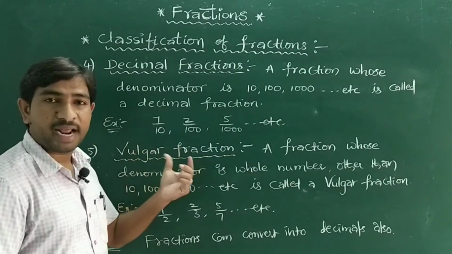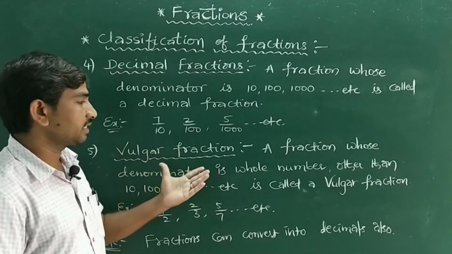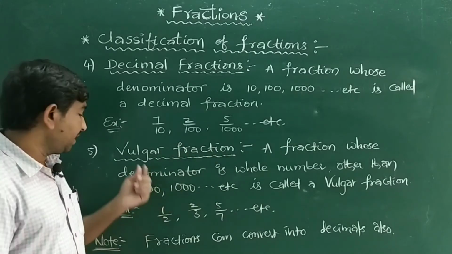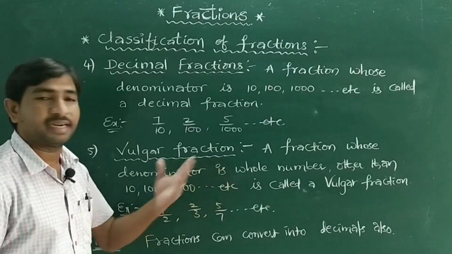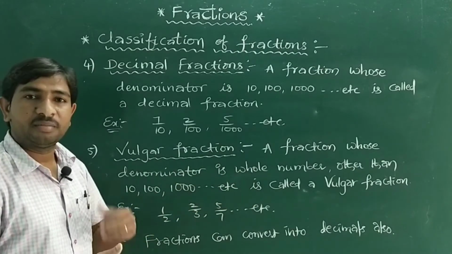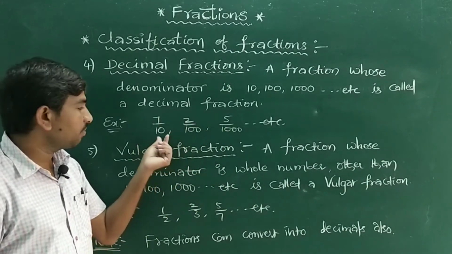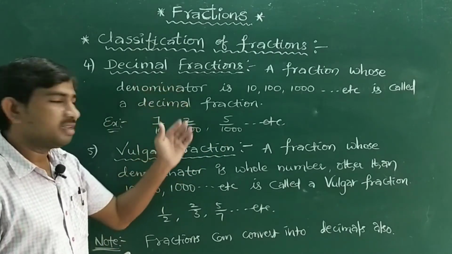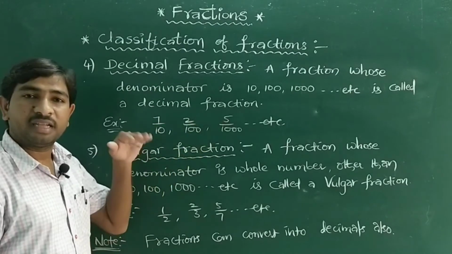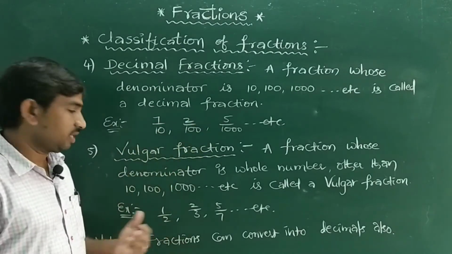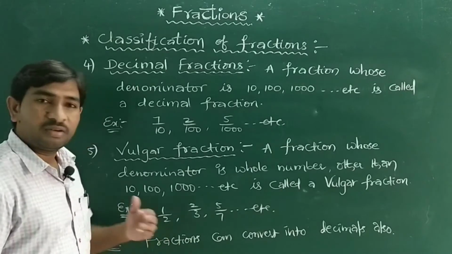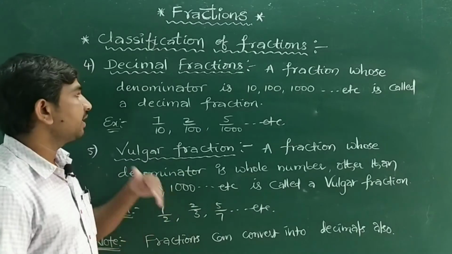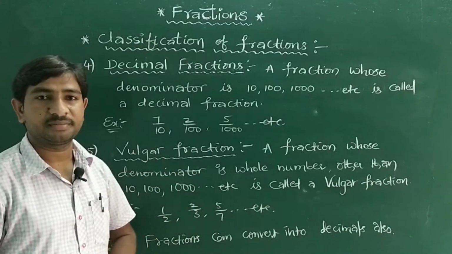Now vulgar fractions, the next type of fractions. A fraction whose denominator is a whole number other than 10, 100, 1000 and so on, is called a vulgar fraction. If the fraction has a denominator of 10, 100, 1000, a multiple of ten, that is called a decimal fraction. Other than these, that is a vulgar fraction. Note, fractions can also be converted into decimal form by dividing.